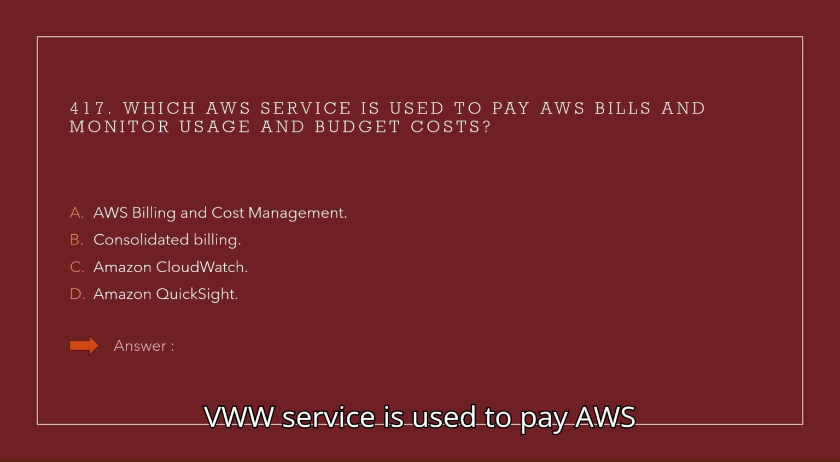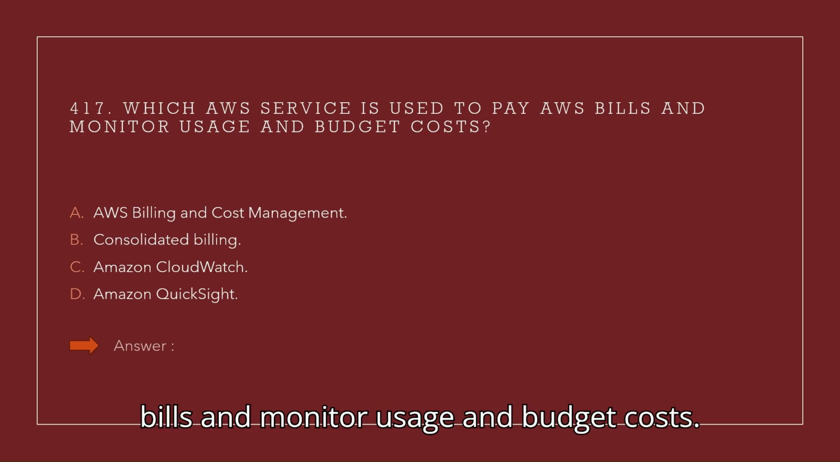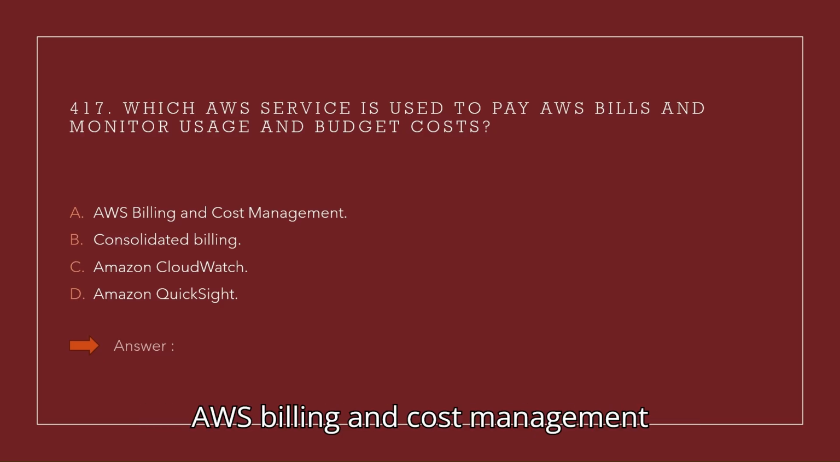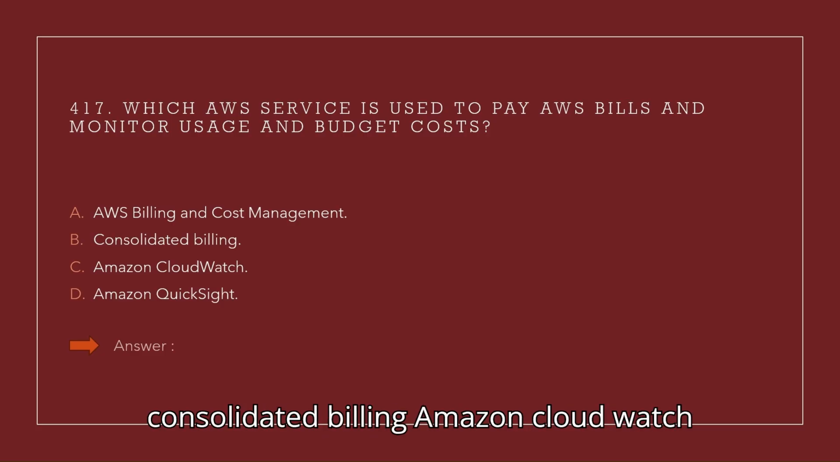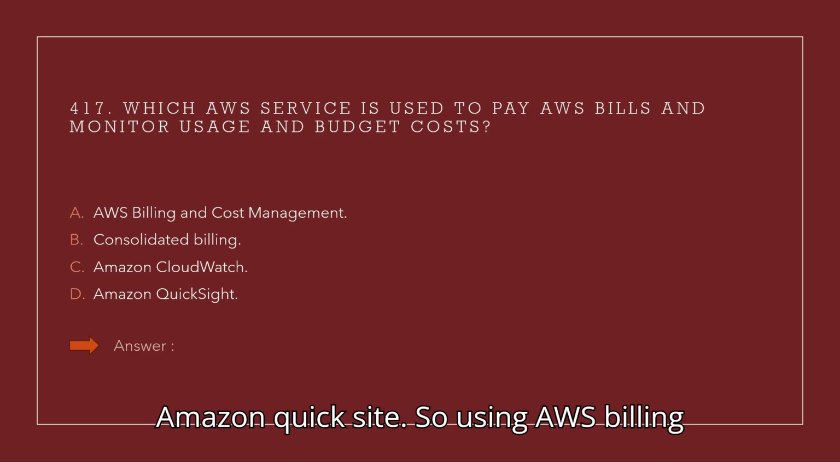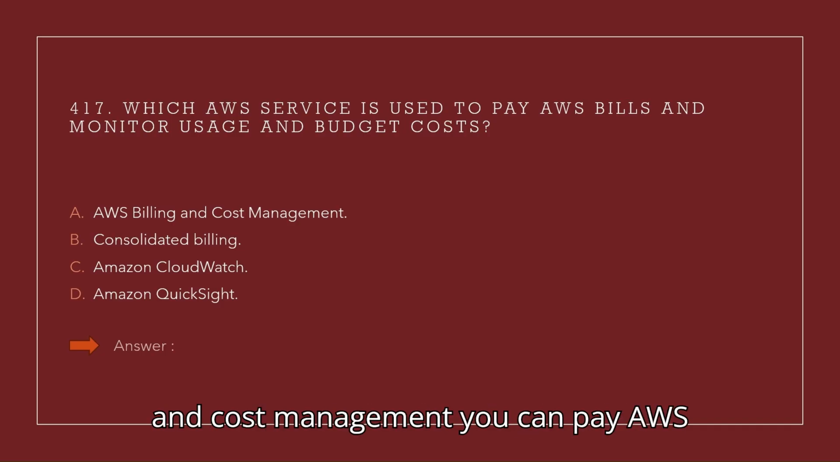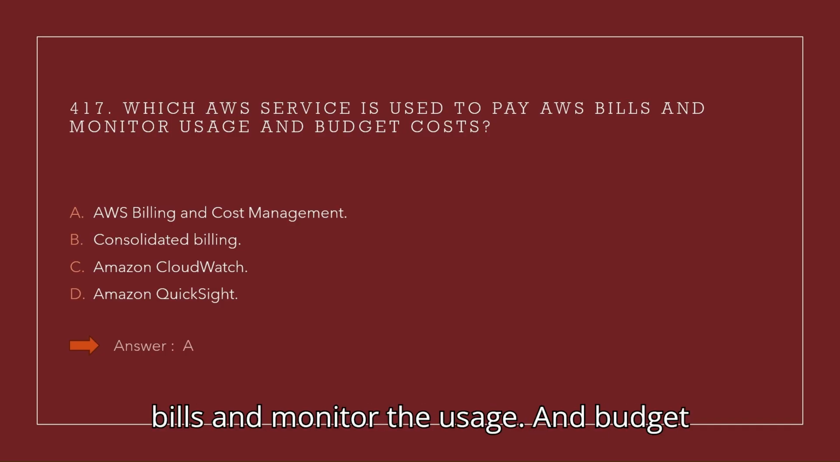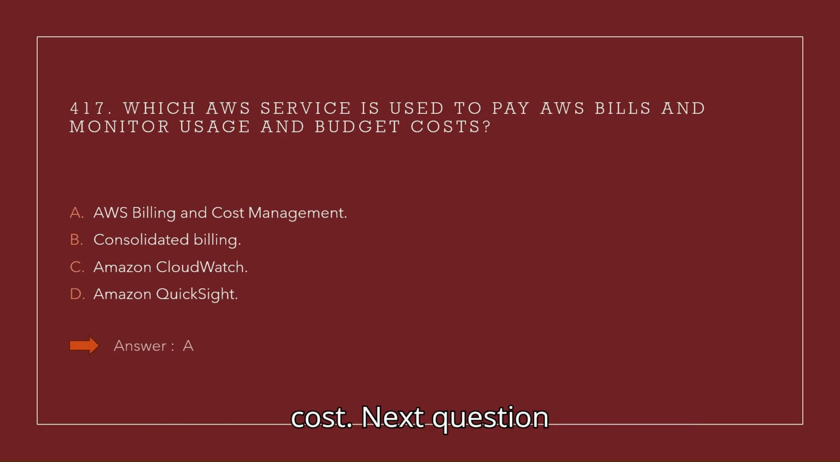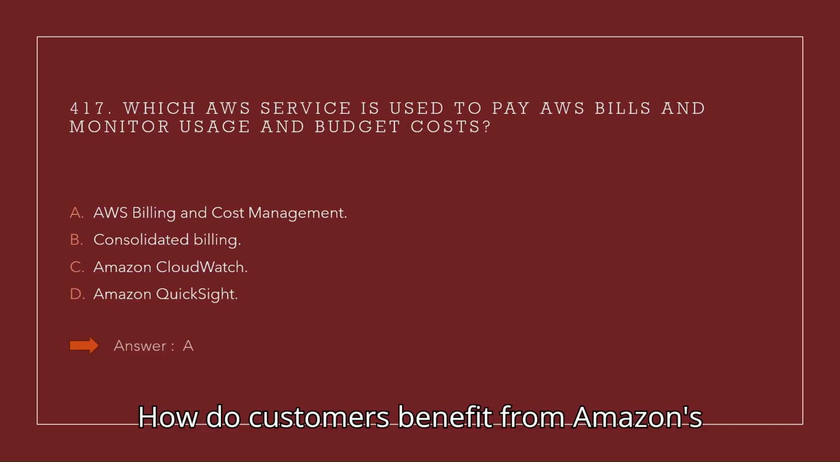Moving on, which AWS service is used to pay AWS bills and monitor usage and budget costs? AWS Billing and Cost Management, Consolidated Billing, Amazon CloudWatch, Amazon QuickSight. So, using AWS Billing and Cost Management, you can pay AWS bills and monitor the usage and budget cost.